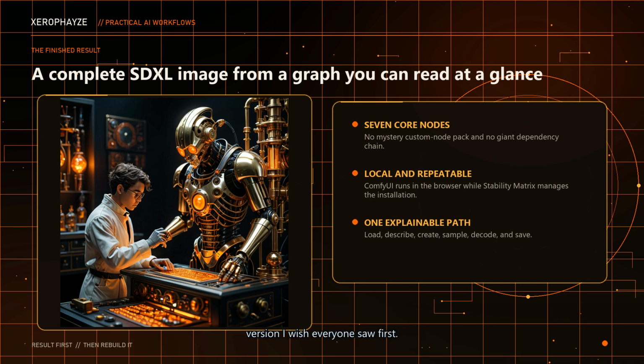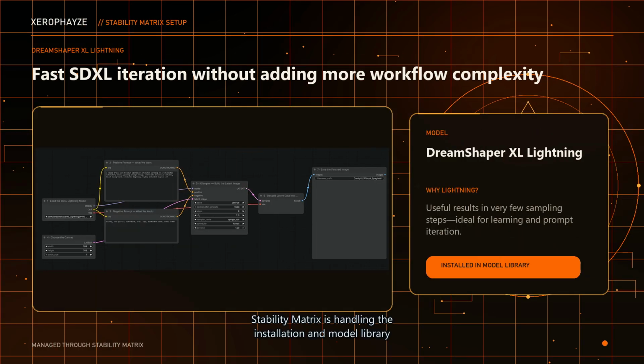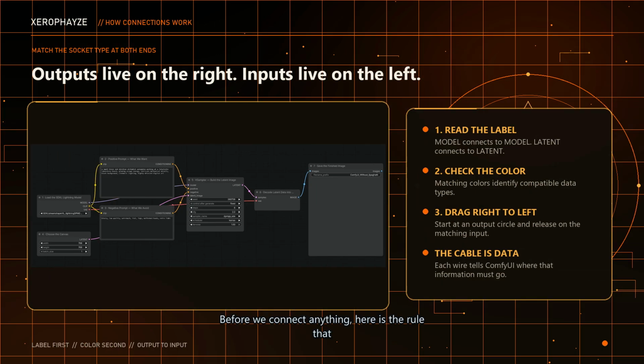wish everyone saw first. Stability Matrix is handling the installation and model library on this system, and ComfyUI is running locally in the browser. For the model, I am using DreamShaper XL Lightning, an SDXL Lightning checkpoint already available in the Stability Matrix model library. Lightning checkpoints are designed to get useful results in very few sampling steps, which makes them great for learning and fast prompt tests. Before we connect anything, here is the rule that makes the graph easier to read.